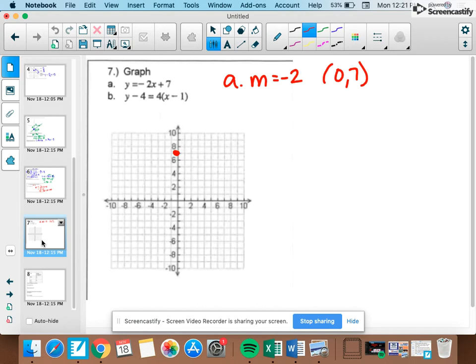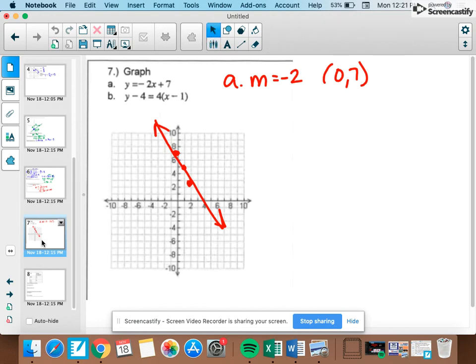I'm going to go up 7, plot a point. Negative 2 tells me down 1 and right 1. And we're going to put a couple dots and then go ahead and draw your line through.